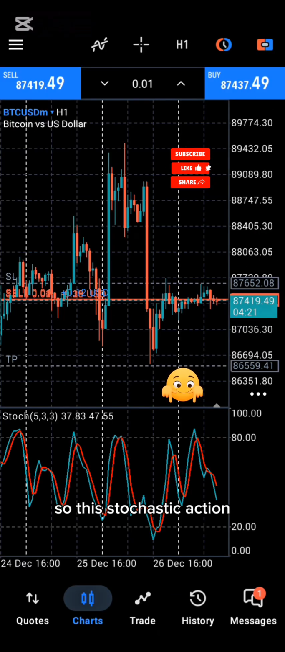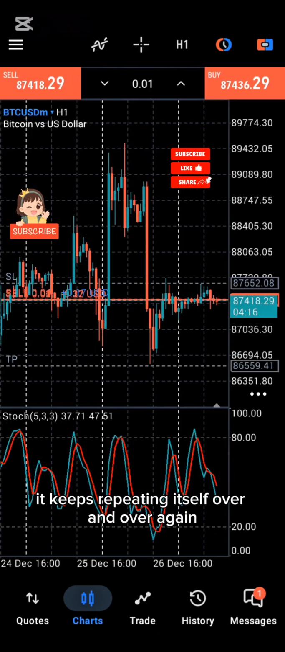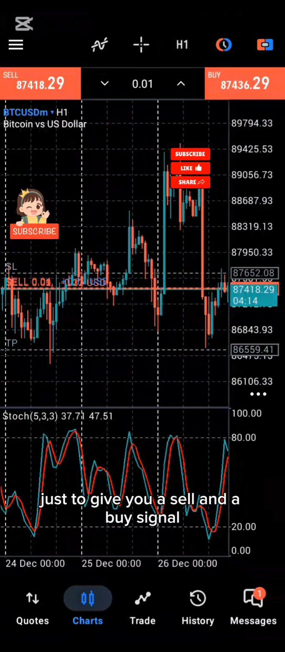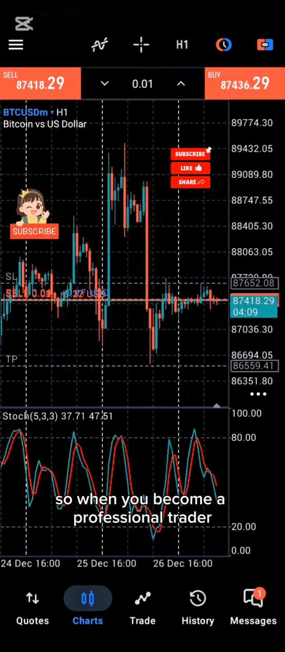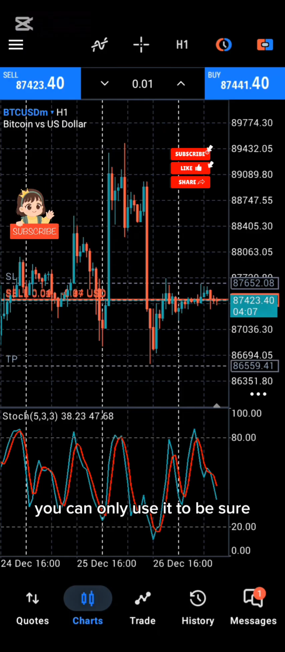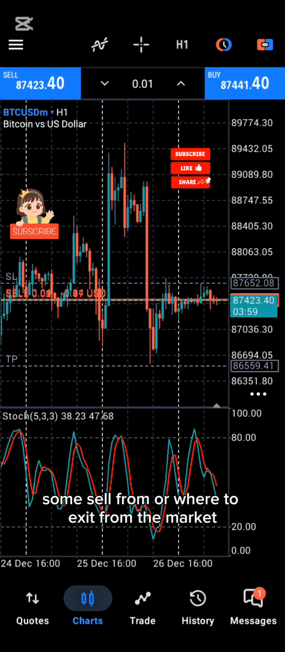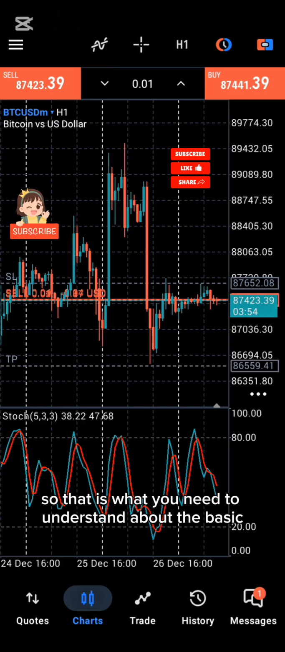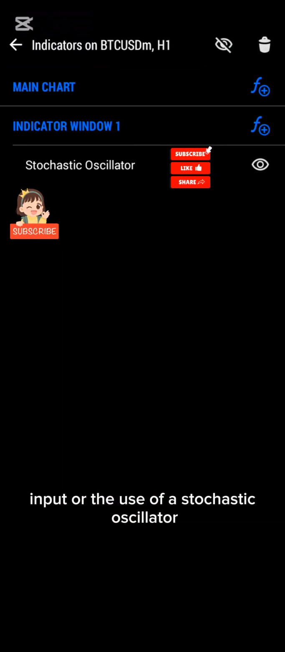So this stochastic action keeps repeating itself over and over again, just to give you a sell and buy signal. So when you become a professional trader, you can use it to be sure or to know where to buy from and where to sell from, or where to exit from the market. So that is what you need to understand about the basic use of a stochastic oscillator.